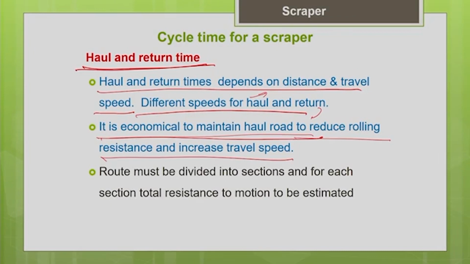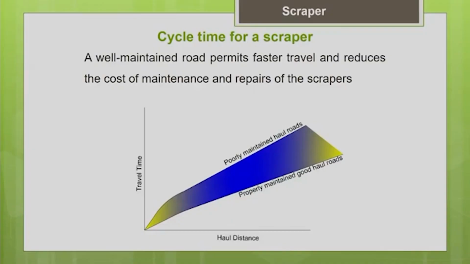Sometimes you can see in your project site, different sections of your haul route will have different types of resistance. So, the rolling resistance and the grade resistance will differ from section to section in a haul route. In that case, you have to determine the speed of the machine in every section independently. Individually you have to break the haul route into different sections, and for every individual section, you are supposed to determine the speed and the travel time.